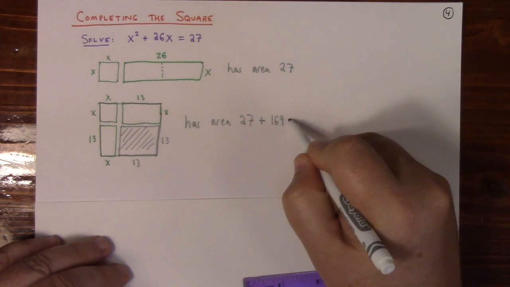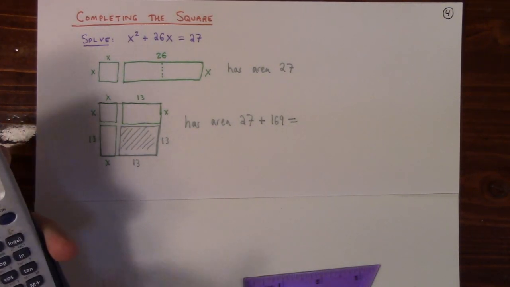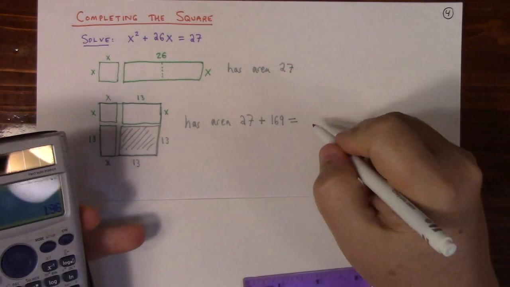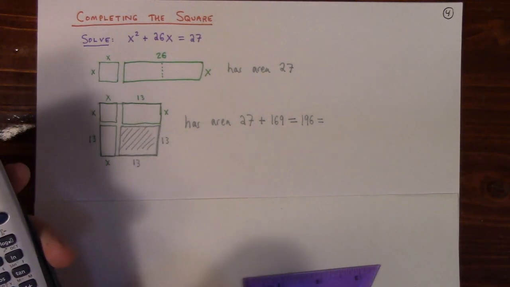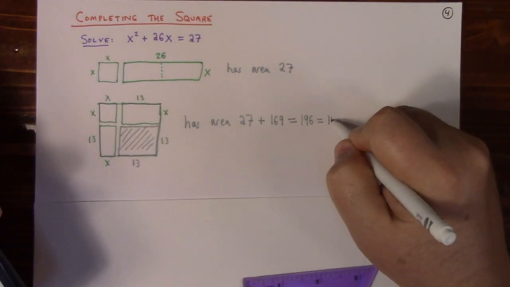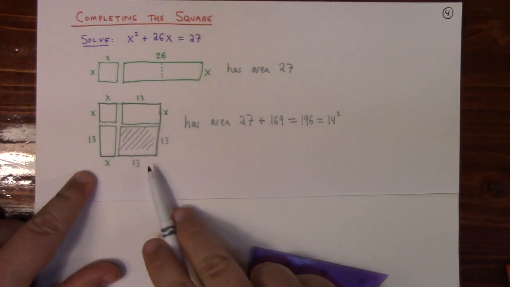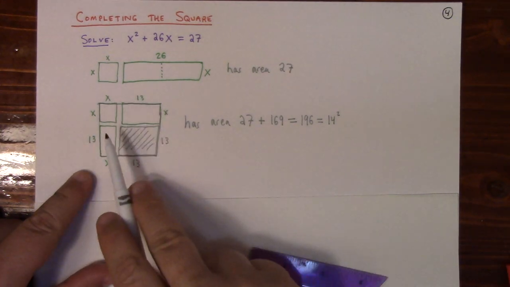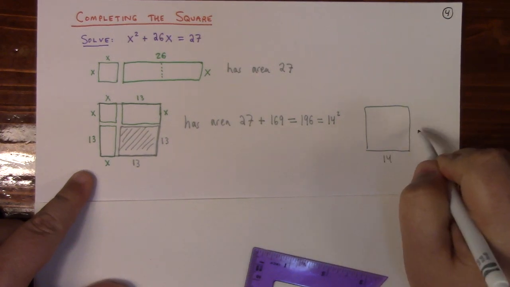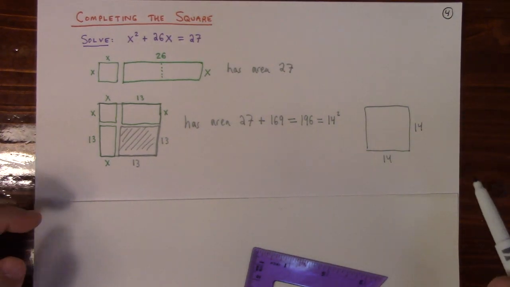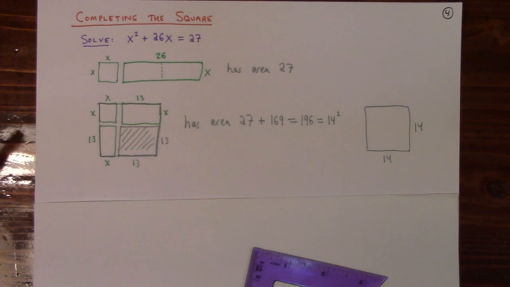Now 27 plus 169 is, what is it? I think it's 196, but let me check. 27 plus 169, 196. All right, and that is 14 squared, I believe. Yep, 14. Aha. So this has area 14 squared, right? And since this is a square, it must mean that we're looking at the 14 by 14 square overall. I'm trying to make it the same size as that. I've obviously failed. But, so what does this tell us?